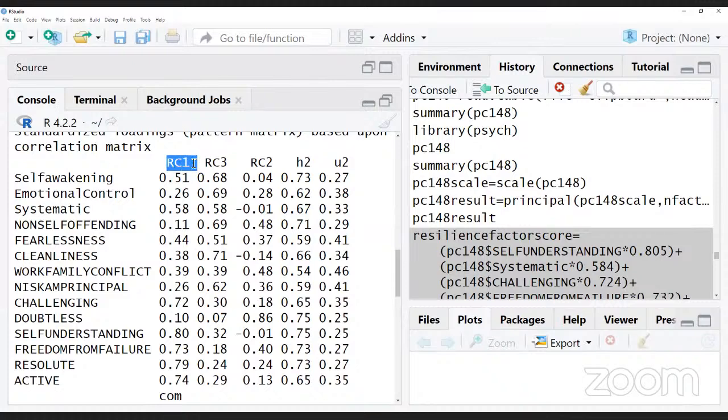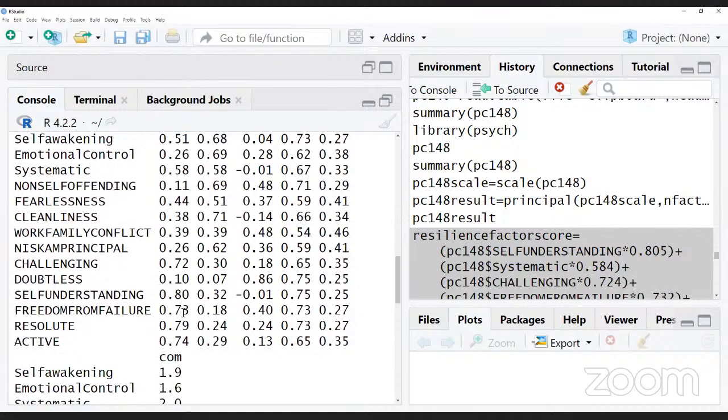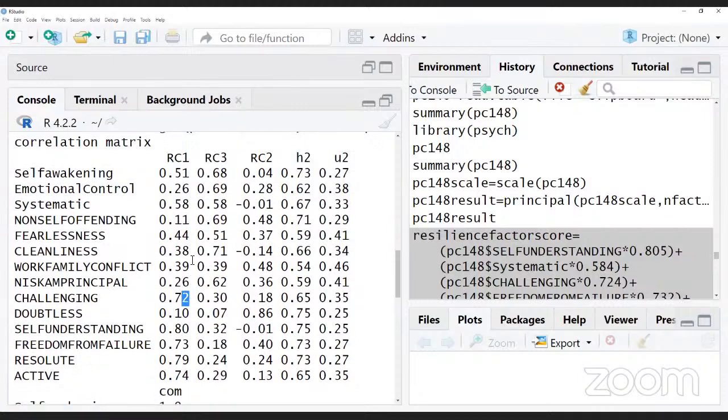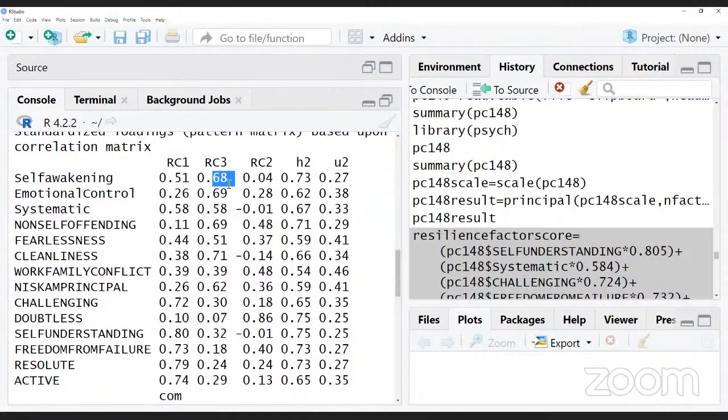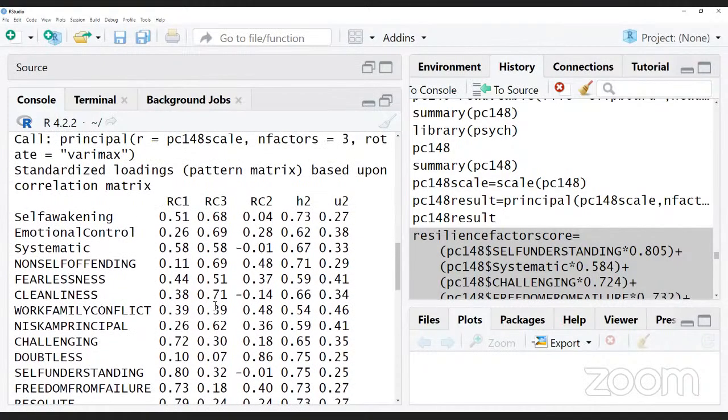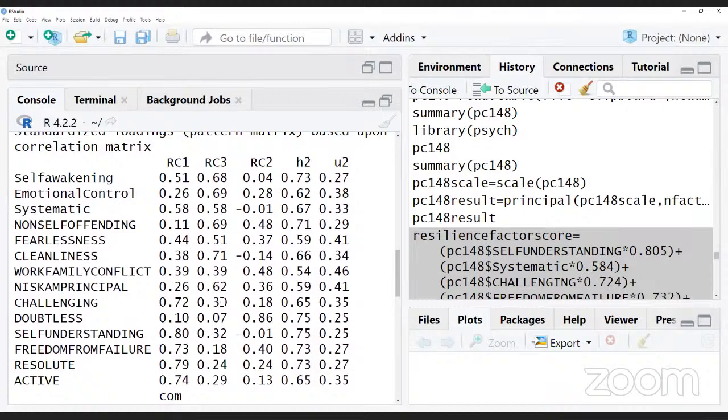In that, I am taking values from RC1, only those values whose score is above 0.6. You can see 0.80 is above 0.6, 0.73, 0.79, 0.74, 0.72, and 0.51 I'm not taking. In the second factor, you have to take those values above 0.6. From RC1 and RC3, and none is in RC2, so I will take from these two.